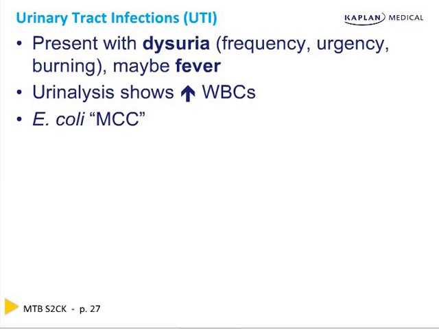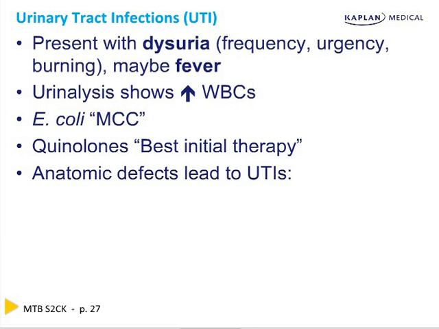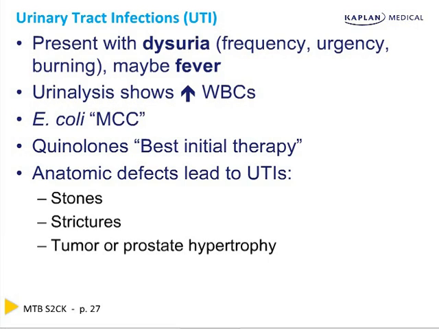The most common cause of all of them is E. coli, and quinolone is the best initial therapy for many of them. Now, the anatomic defects that lead to urinary tract infections are stones, strictures, tumor, obstruction of any kind, like BPH, or diabetes because you're slightly immunocompromised. Neutrophils don't work well if they're in too sweet an environment.